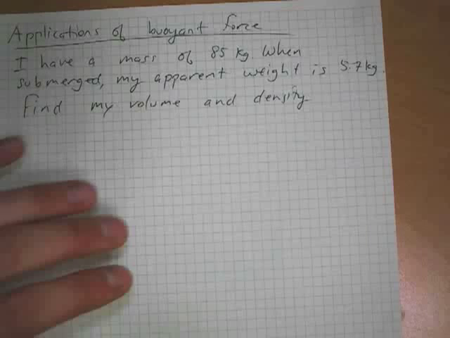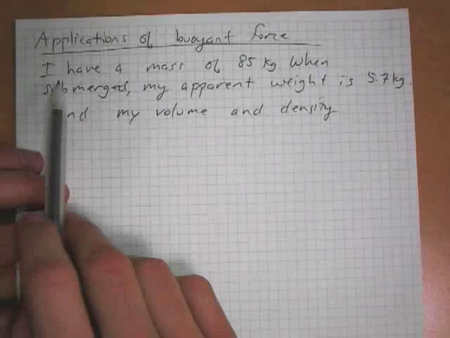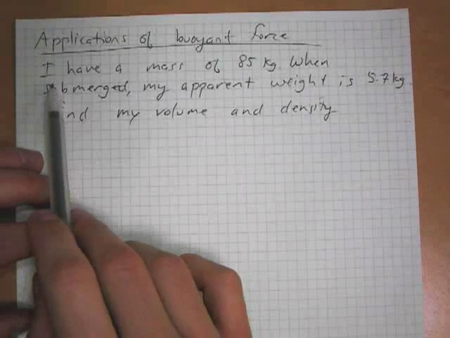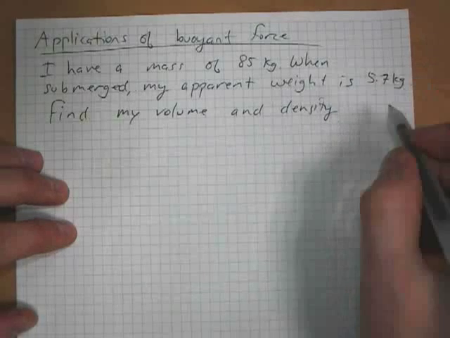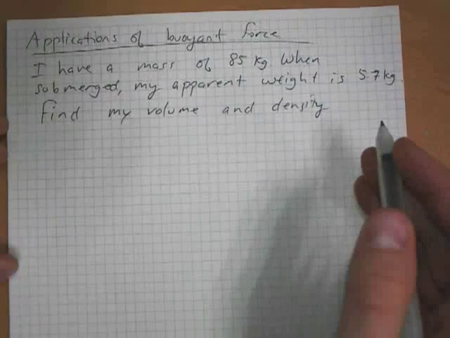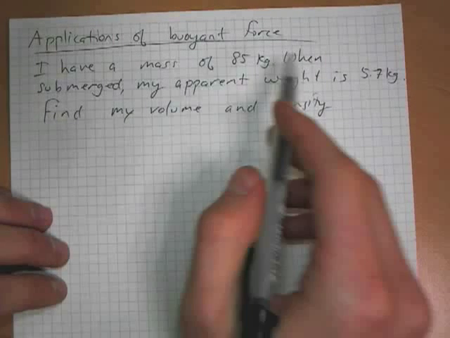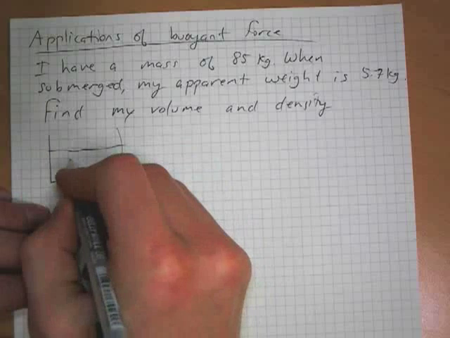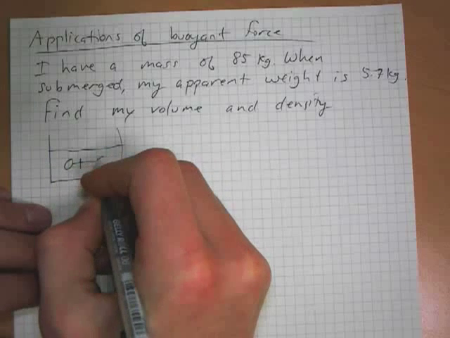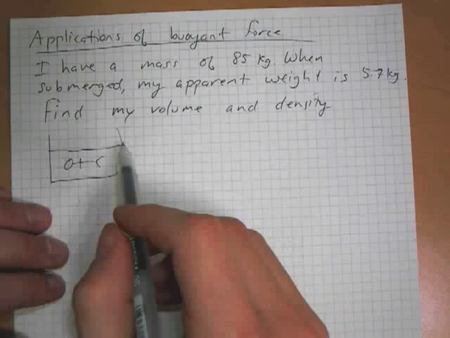We can apply these principles of buoyant force to solve certain kinds of problems. Let's say I have a mass of 85 kilograms. When submerged, my apparent weight is only 5.7 kilograms. We want to find my volume and my density. So if I'm submerged, underwater, swimming along or doing whatever, my apparent weight is 5.7 kilograms.